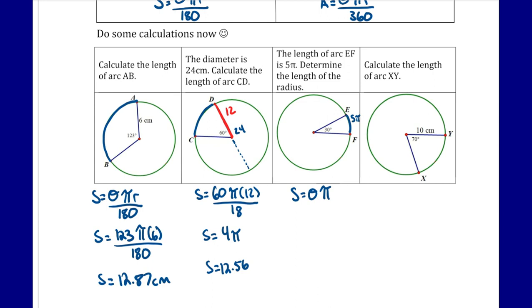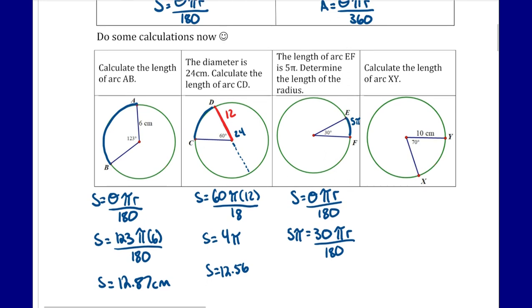So s equals theta times pi times r divided by 180. We know the length of the arc, so s is 5 pi. So I can replace that with 5 pi. I know I have 30 for my angle. I have pi. I don't know what r is, and I have 180, or divided by 180.